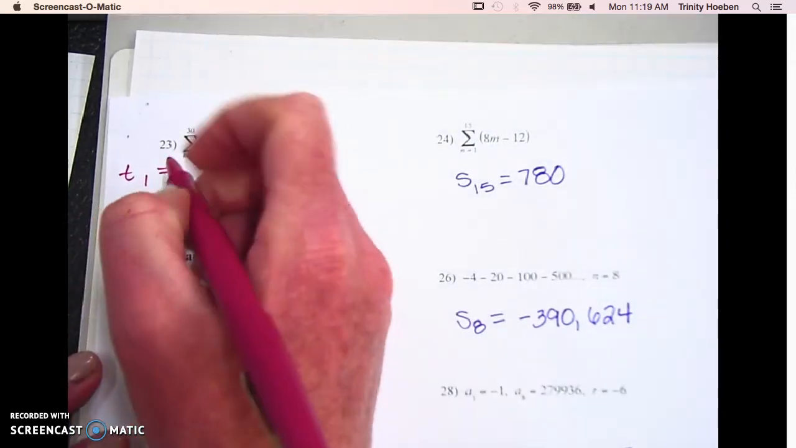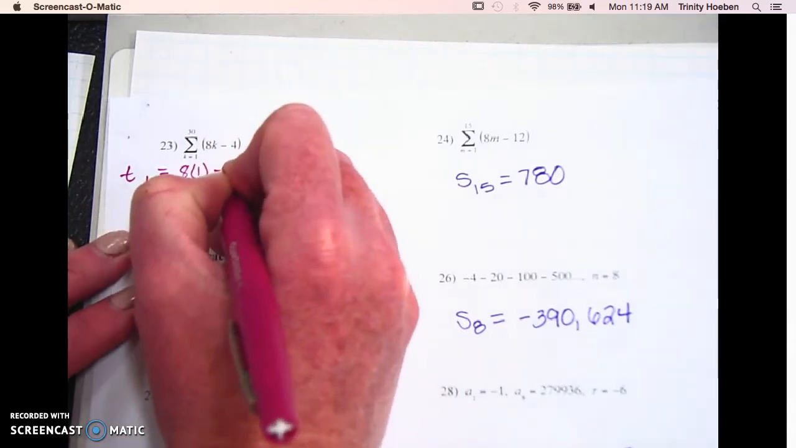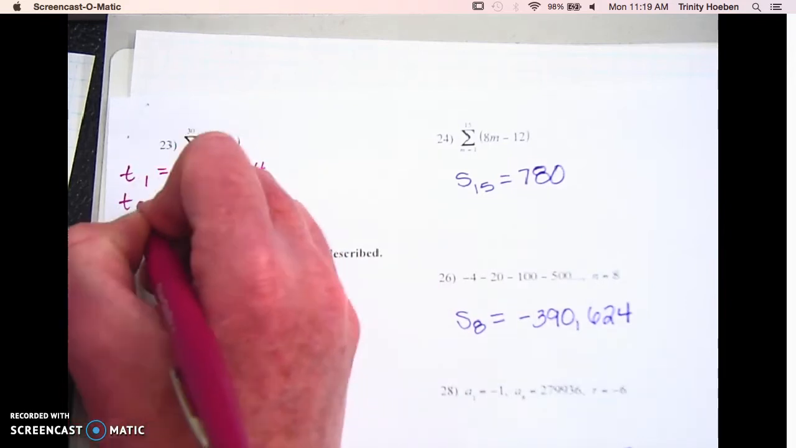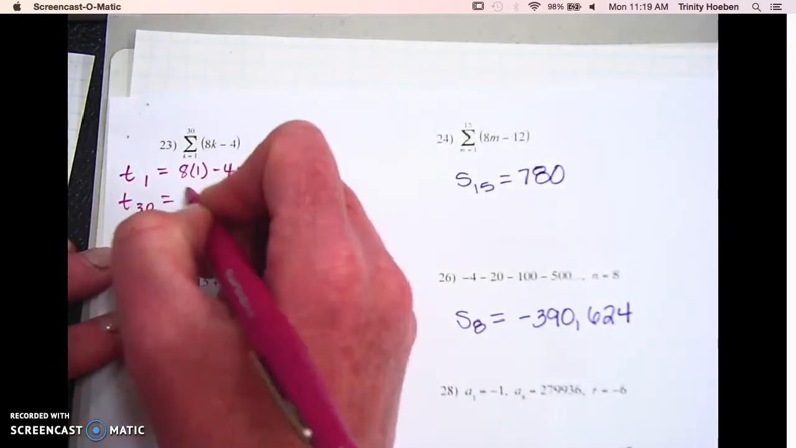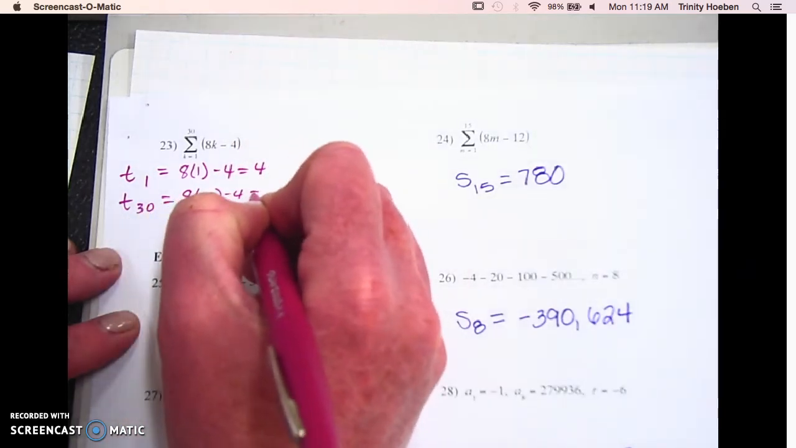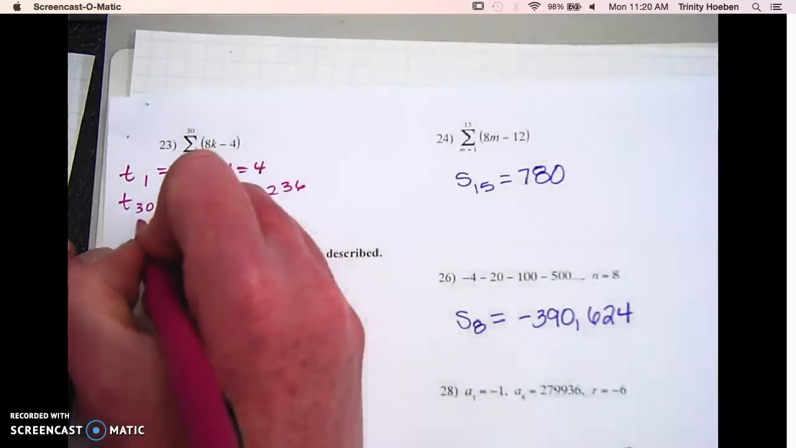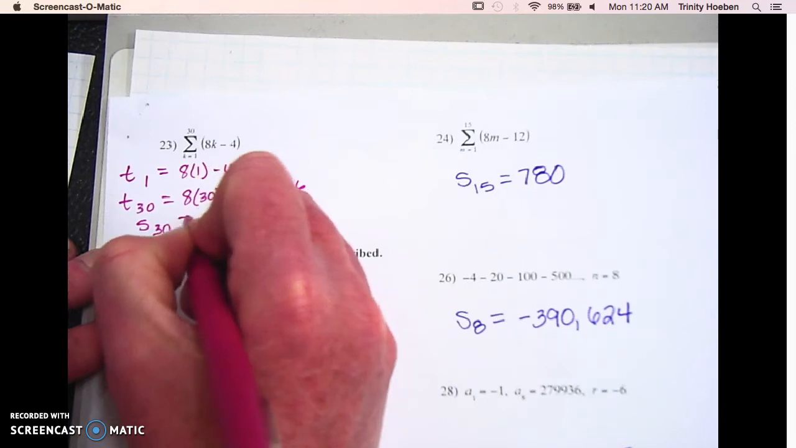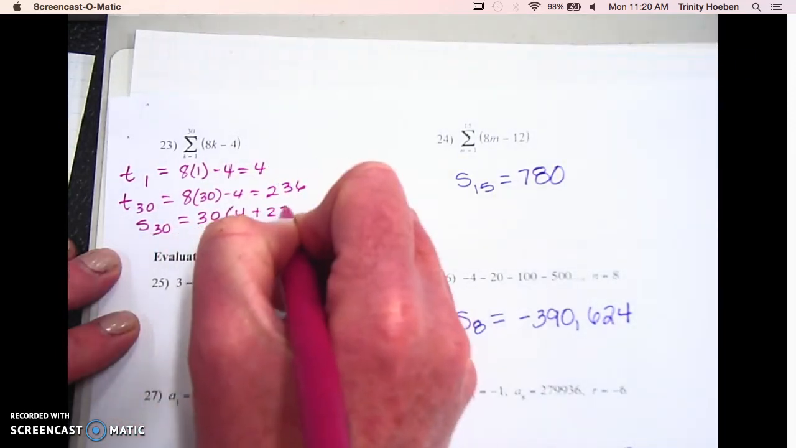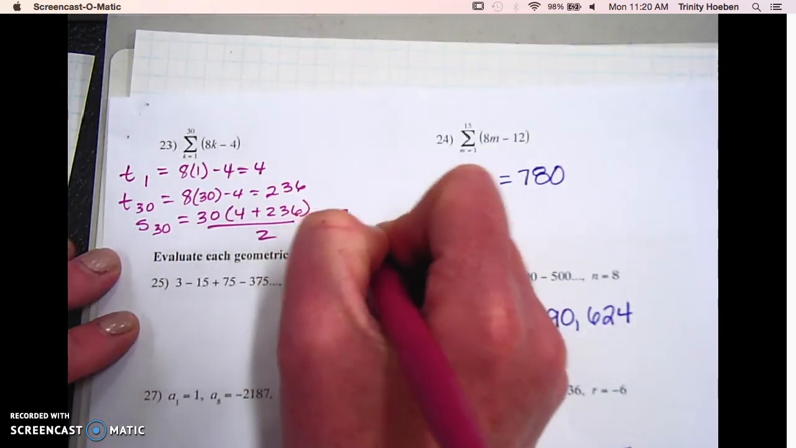In this case, we'd say 8 times 1 minus 4, and we get 4. And the value of the 30th term, so we're going to do 8 times 30 minus 4. That gets me 236. And so the sum of the first 30 in the series is 30 times (4 plus 236), all divided by 2. I got 3,600.